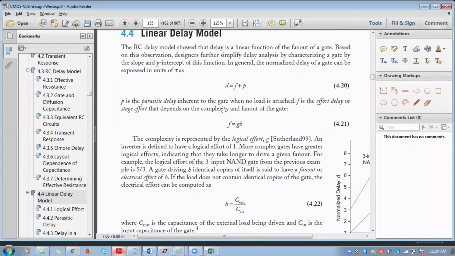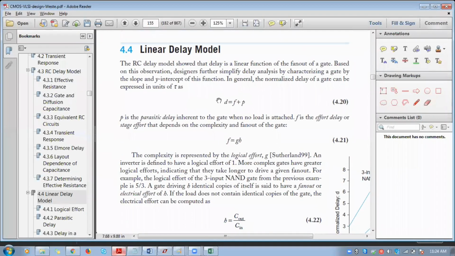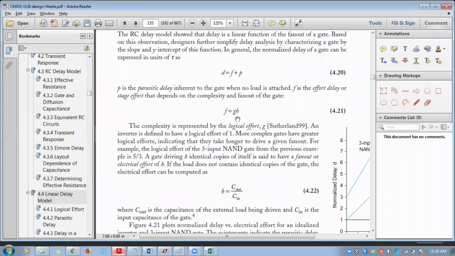For that we have to initially calculate two different parameters. One is logical effort and the second one is parasitic delay. Here the delay F is the effort delay plus parasitic delay. For calculating effort delay, we need to calculate logical effort as well as electrical effort. F can be calculated with respect to G, the logical effort, and H, the electrical effort.